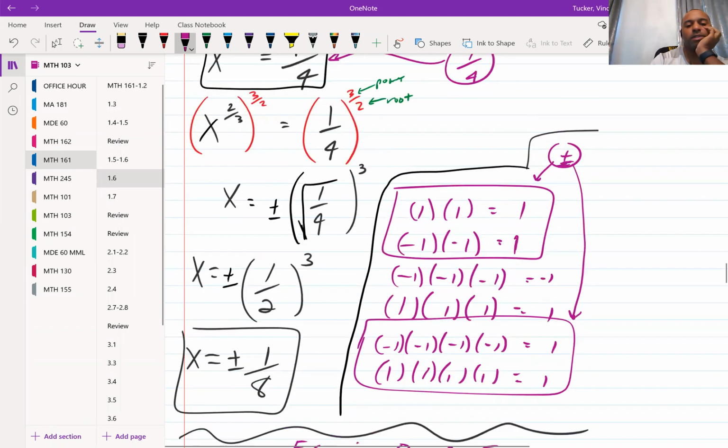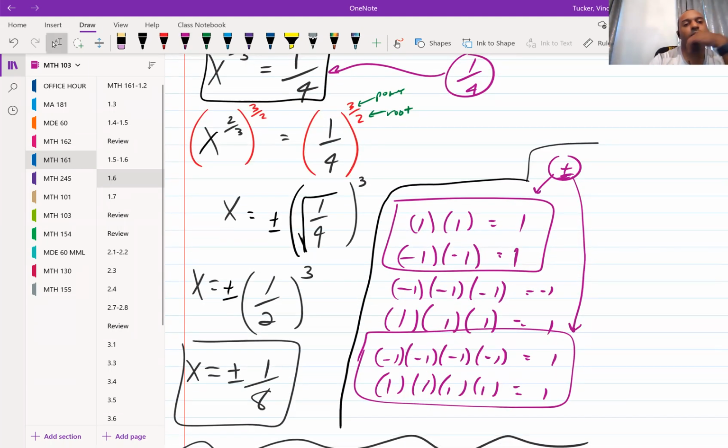All right. Any questions? So then where did the 2 go for the exponent? Right here for the square root. Oh, okay.